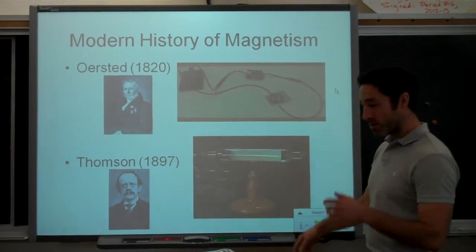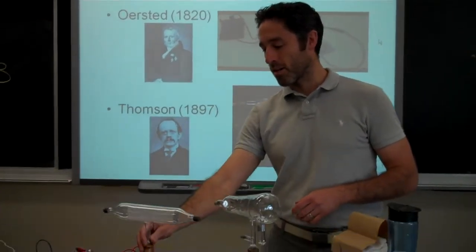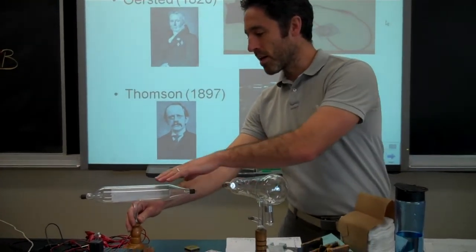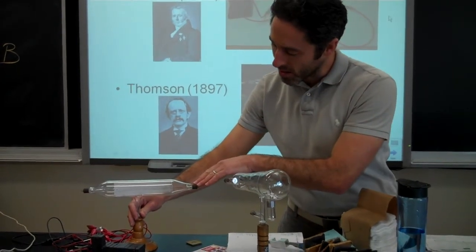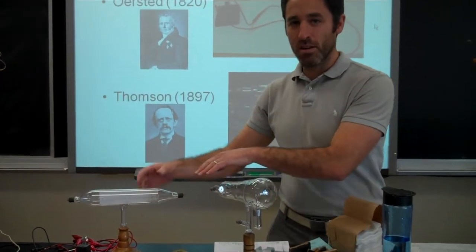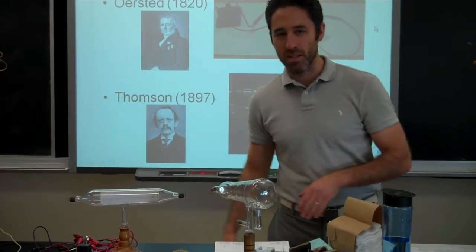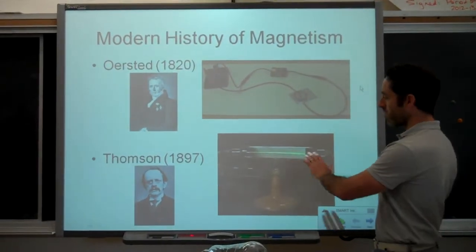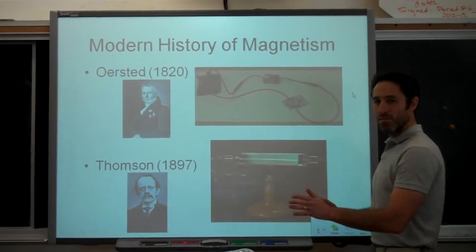Then down here, we shot a beam of what turns out to be electrons. We saw light they left because they were ionizing air. And we put a magnet over it, and the beam deflected. So we know again, there's something going on here with electricity and magnetism interacting.